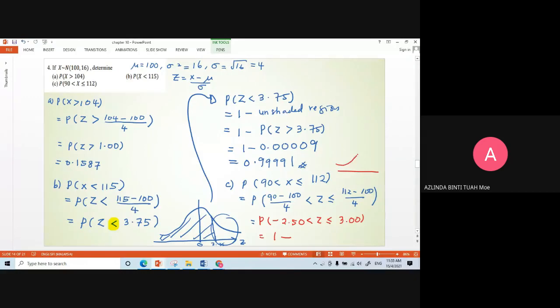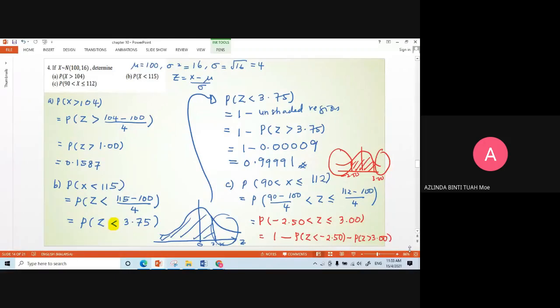So let me draw the bell shape first. Ini negative 2.50, this one 3. Okay. 1 minus the left part and the right part here. So left part, tukar pergi simbol P, Z, what is it? Bigger or less than? Less than, sebelah kiri dulu. P(Z less than negative 2.50) minus the right hand side here, P(Z greater than 3).